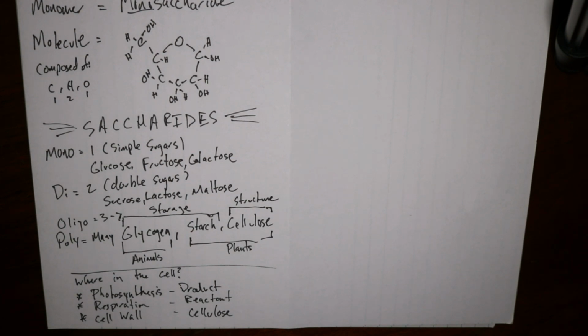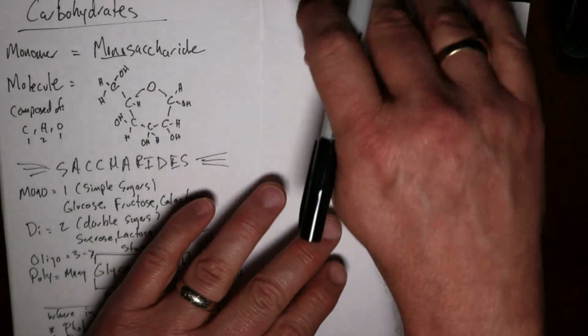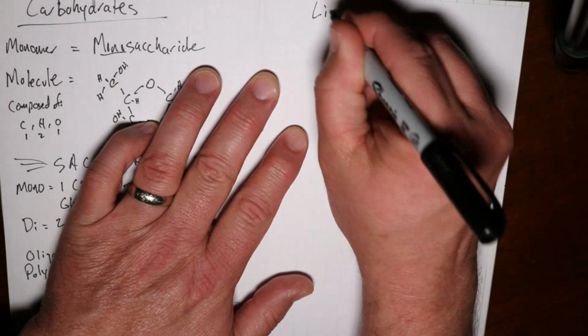That's carbohydrates. That's what I think you need to take in with you for carbohydrates. Let's dive a little bit deeper. Go over to the other side of the paper. Up at the top, next molecule, lipids.